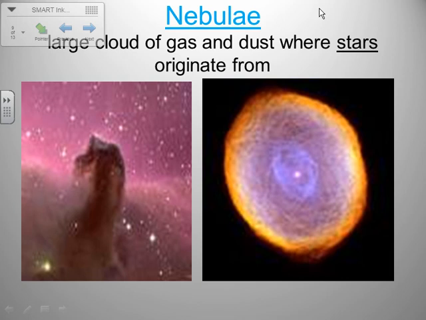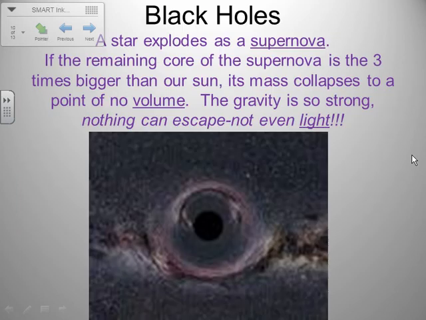Okay, the next term we're going to look at is a nebula. I have a couple of pictures on the screen here of a nebula, which is a large cloud of gas and dust where stars actually originate or begin from. You also have a picture of a nebula in your notes. It's a bit small. These are actually in color, so you can see them a little bit better there, of all the gas and dust that originates in the nebula.